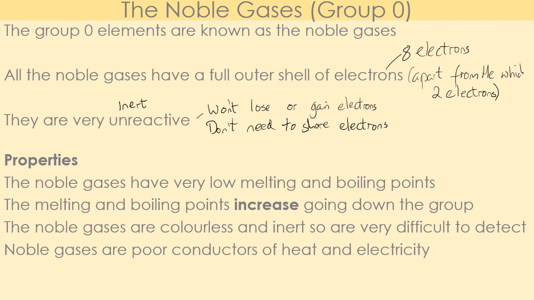A problem we have with noble gases is that they are colourless, so we can't see them, and they are inert. They do not react with anything, so they are very difficult to detect. They are also poor conductors of heat and electricity. There's no delocalized electrons or free or charged particles to move to carry a current. And because they are a gas at room temperature and even lower, there is a lot of space between the particles, so heat cannot conduct through them easily.